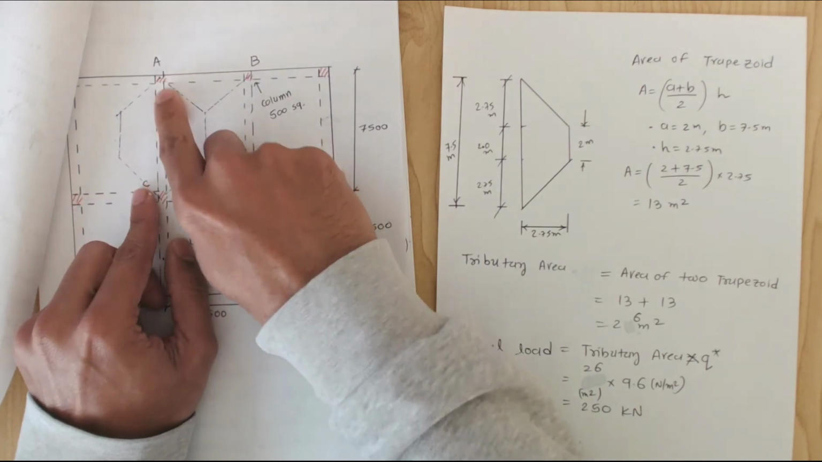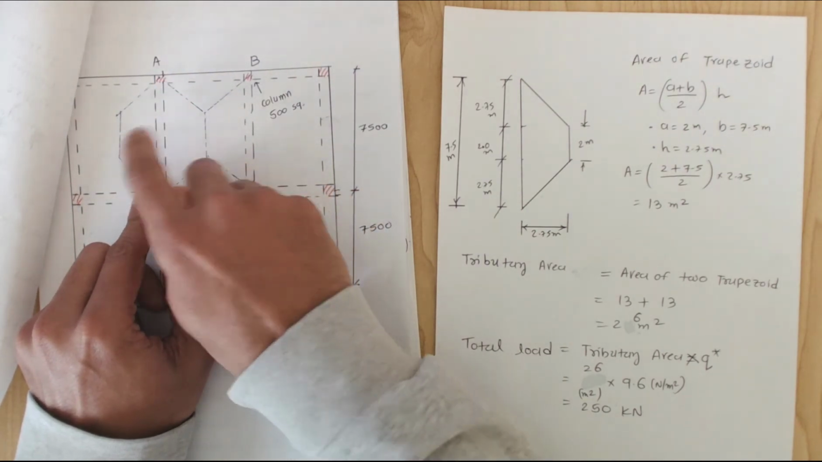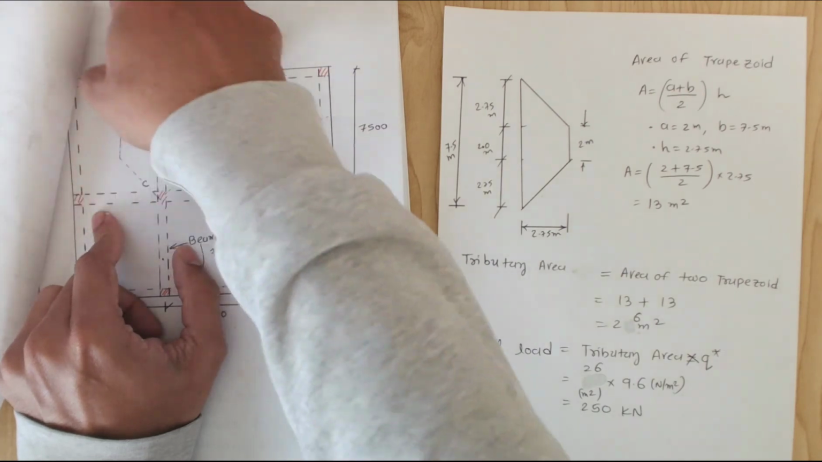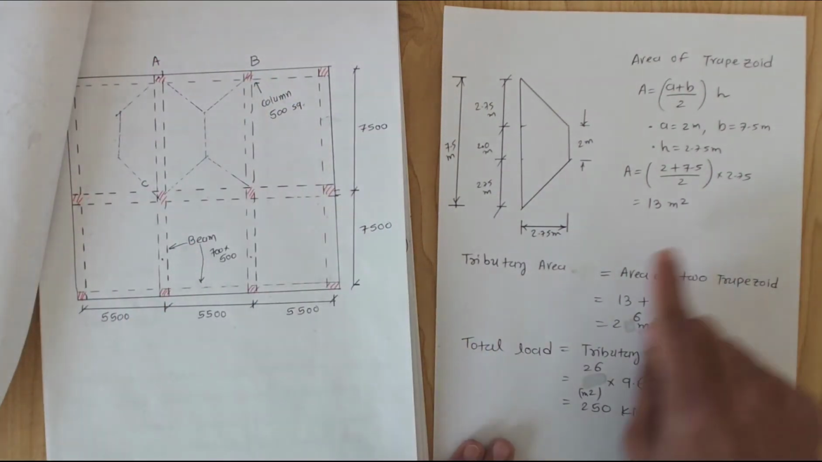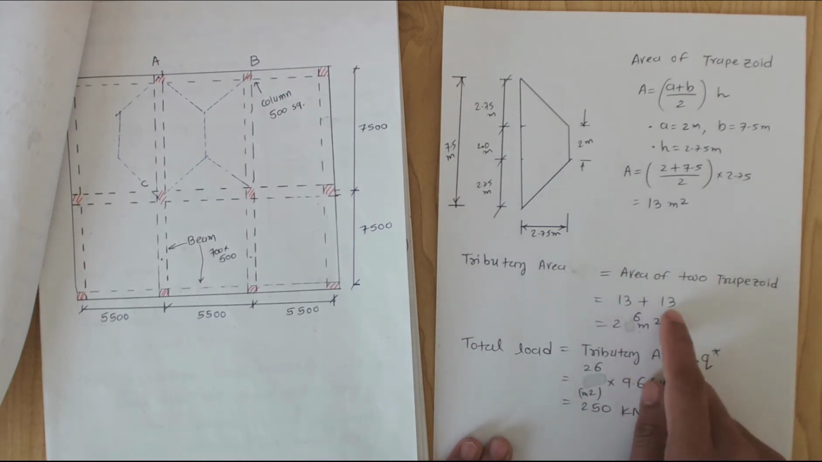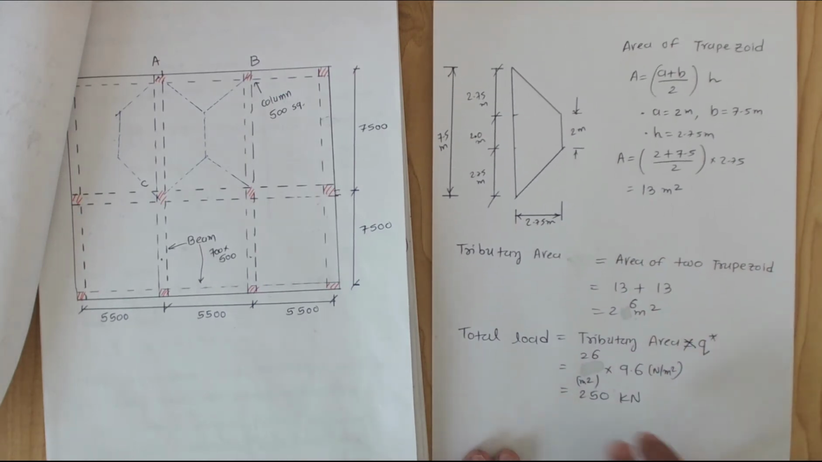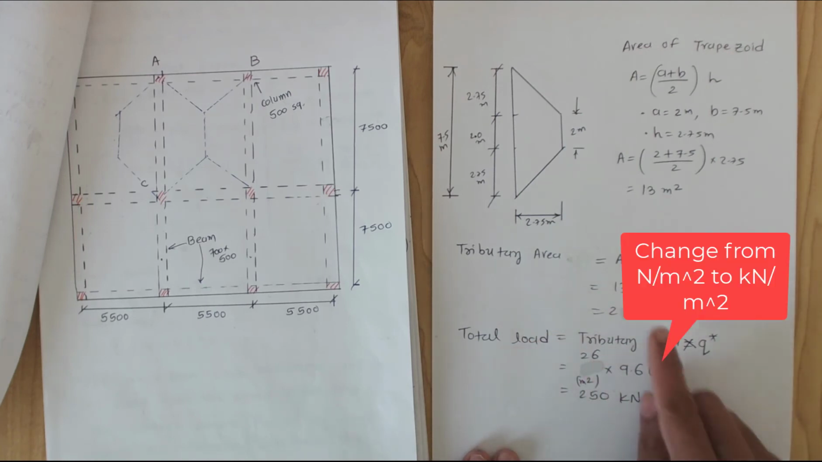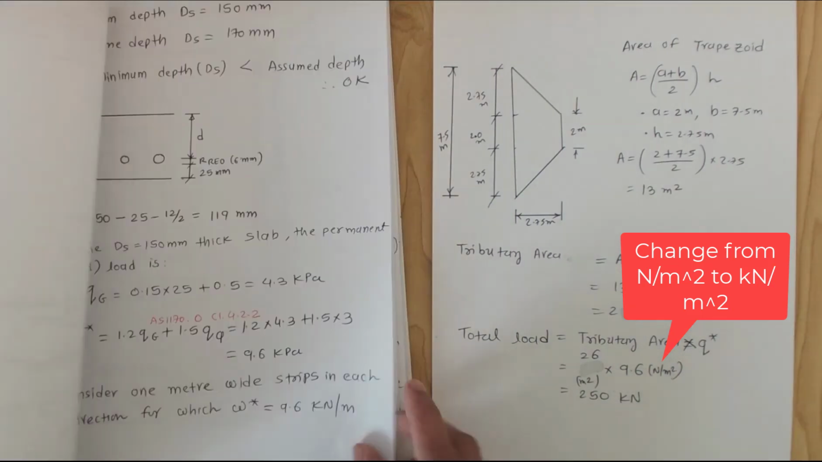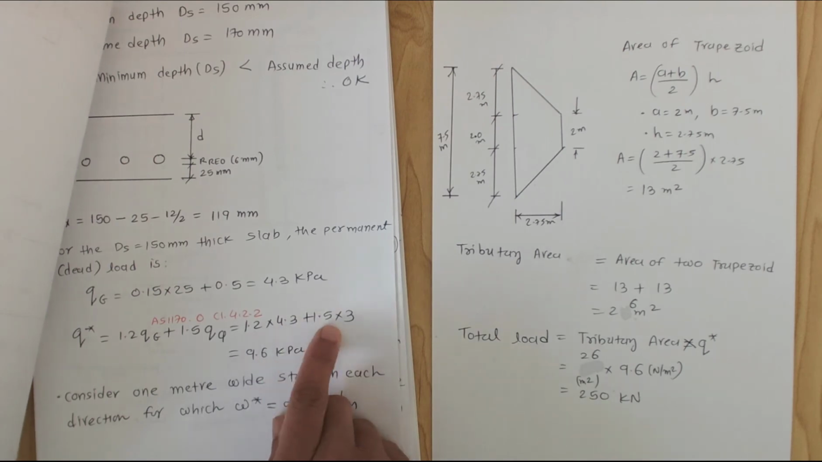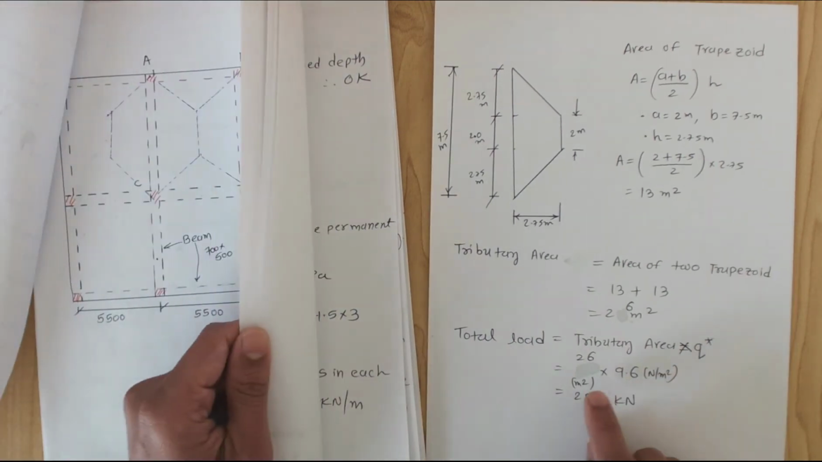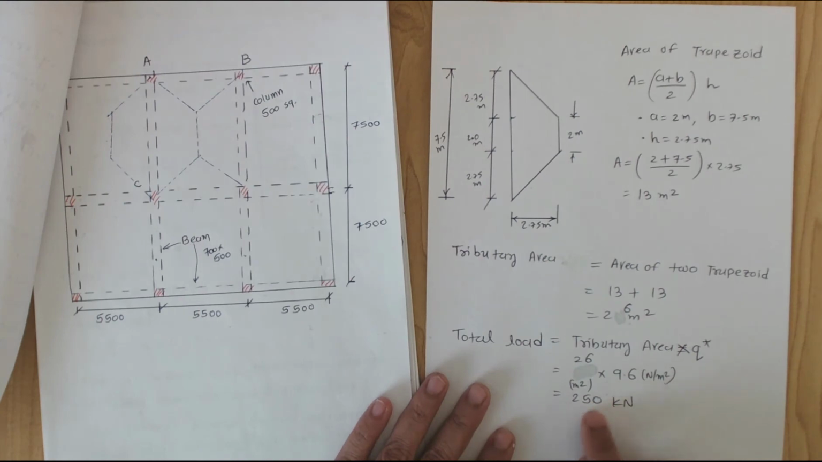So please note, this is a continuous beam. In that case you will have two trapezoids. If you were working on the other beam, you would consider only one trapezoidal area. So you have two trapezoidal areas, 13 plus 13, which gives you 26 meters squared. The total load is equal to trapezoidal area times Q star, 26 meters squared times 9.6. 9.6 is our factored load that we calculated based on 1.2 dead load plus 1.5 live load. Substitute here, the meter squared cancels, and that gives you 250 kilonewtons, the load coming on beam AC.